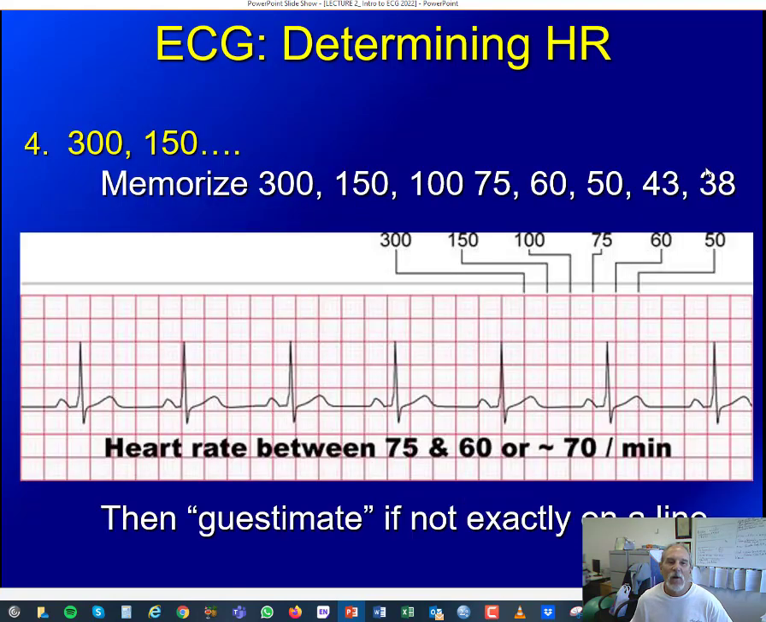So determining heart rate: you basically find an R wave, ideally one that lines up on one of the dark lines, and then you just start counting using that mnemonic. So basically 300, 150, 100, 75, and then you can see right there that's 60. So using this, you can guesstimate that it's probably 68-ish, whatever, okay?